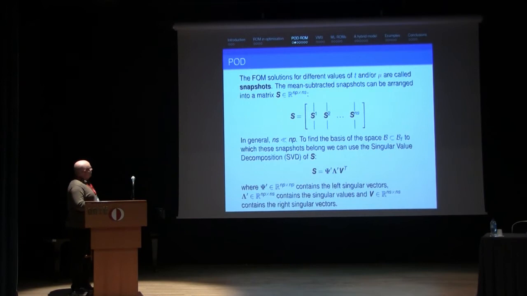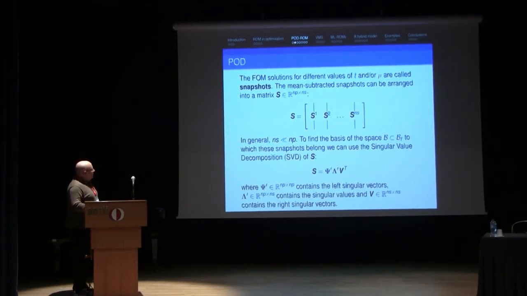So what is the proper orthogonal decomposition? The idea of the proper orthogonal decomposition is the following. You collect the solution at several time steps. Here, for simplicity, I have considered that the time steps are 1, 2, up to ns, but they could be non-consecutive. So you collect the solution, and for technical reasons, for stability, you subtract the mean. This is not really relevant. So you collect the solution at different time steps.